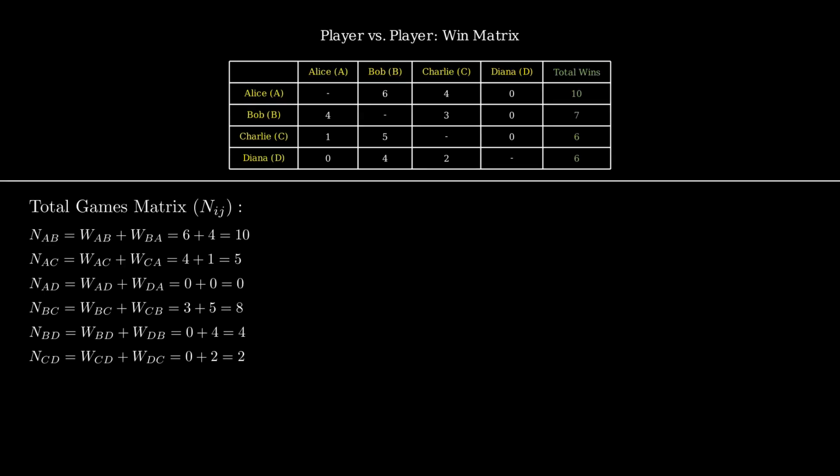Okay, so now let's figure out our total games matrix. Nab just means the number of games that Alice beats Bob plus the number of games that Bob beats Alice. So as we can see, Alice beats Bob 6 times and Bob beats Alice 4 times for a total of 10 games played. And then just do that for every paired comparison.